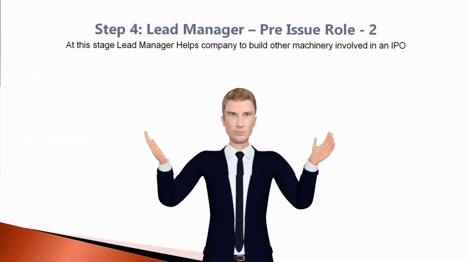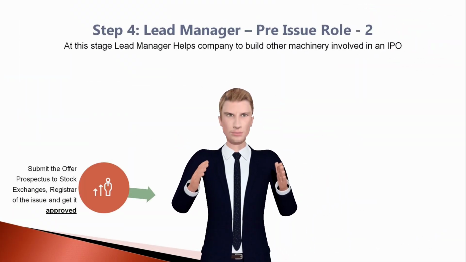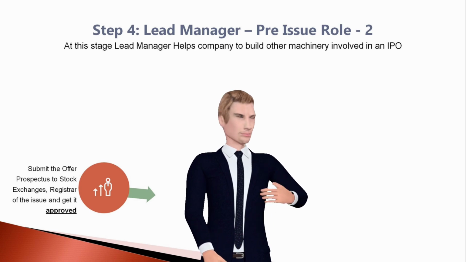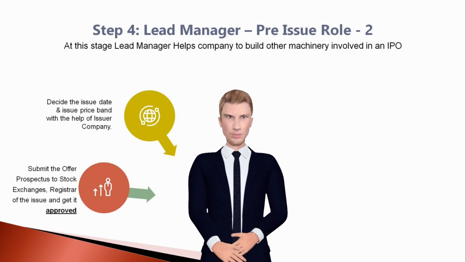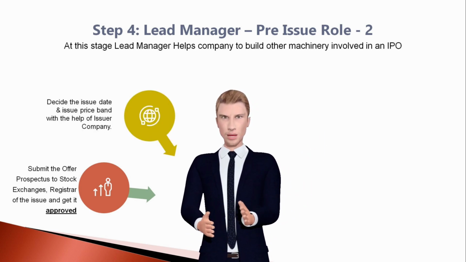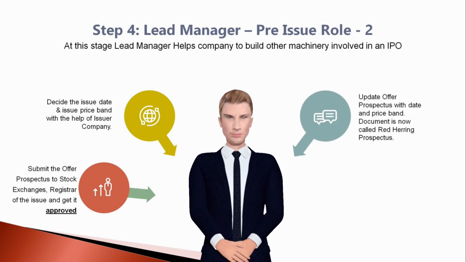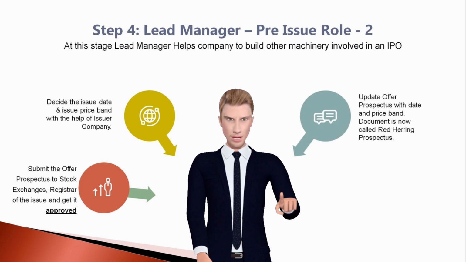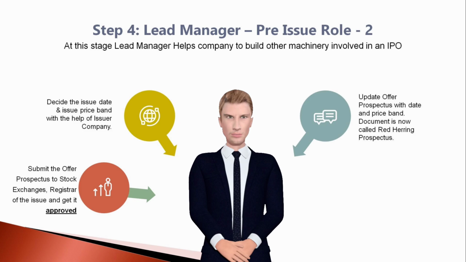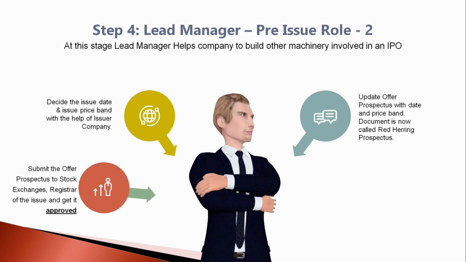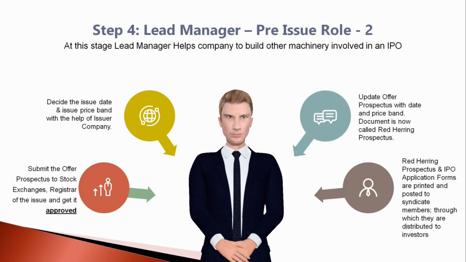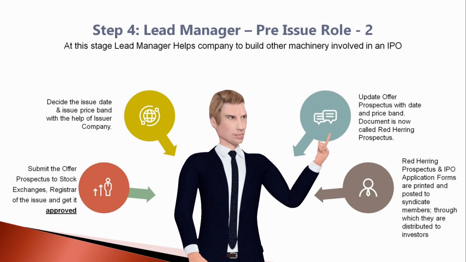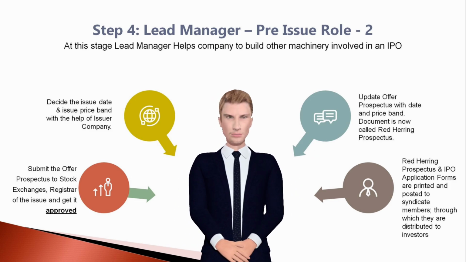At Step 4, the lead manager submits the offer documents to exchanges and the registrar to seek their approval. They also decide the dates and price bands of an IPO in consultation with the issuer company. They also modify the requisite details in the offer document, which now gets known as the red herring prospectus, RHP. It is the lead manager's duty to print and post the RHP and application forms to syndicate members.